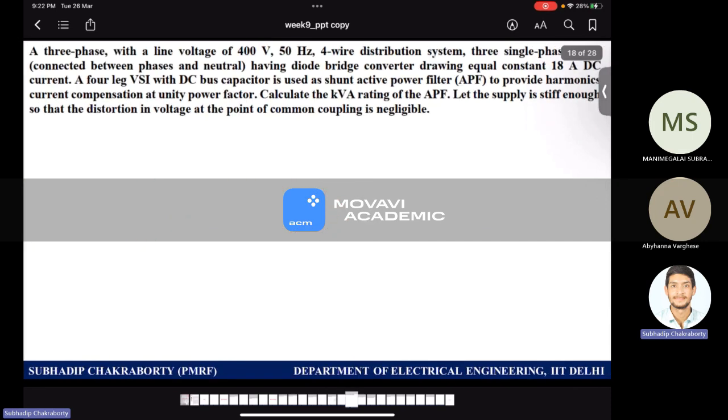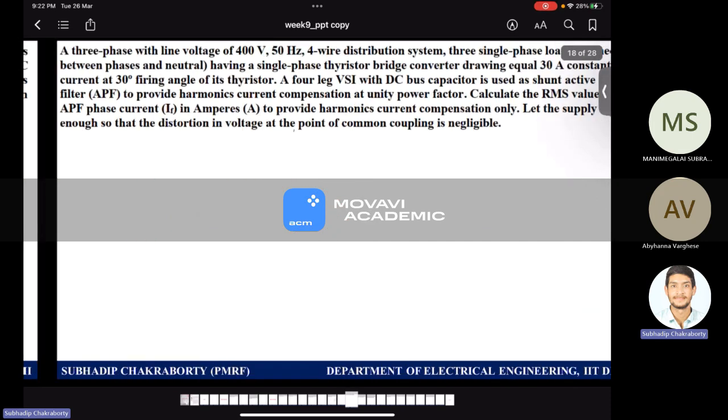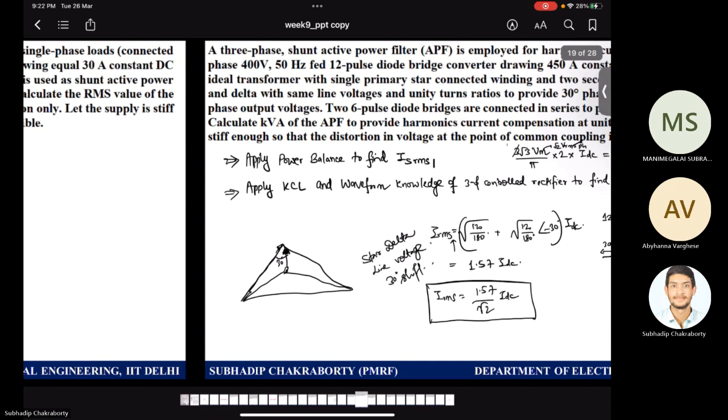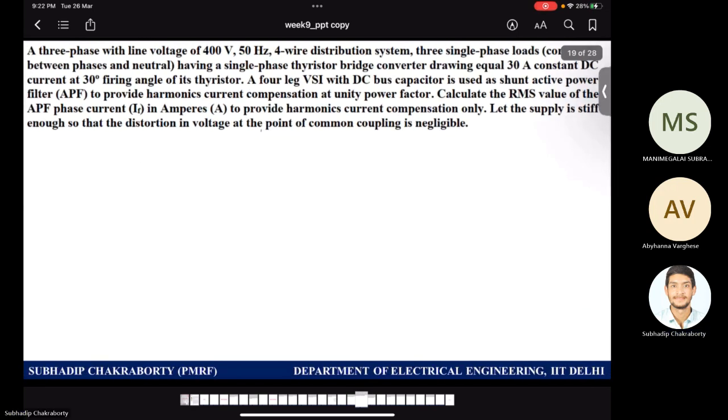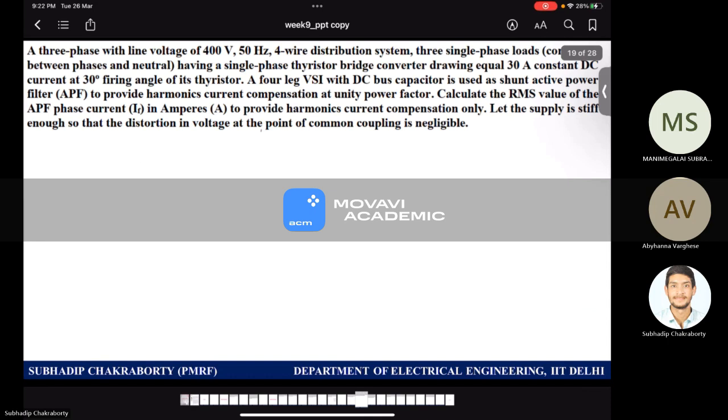And another small problem which I want to deal with is a 4-wire problem, which I had already. This one. I will take 2 more minutes. Just see this problem. It is useful for you.